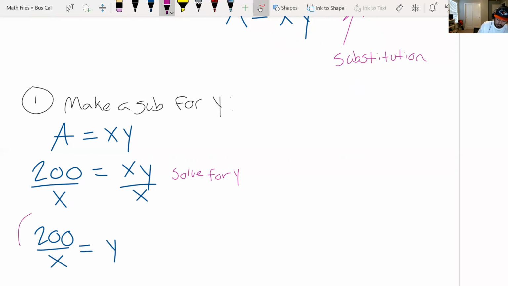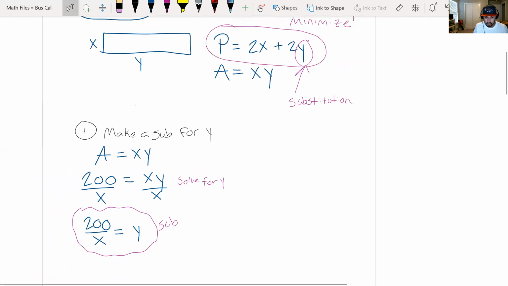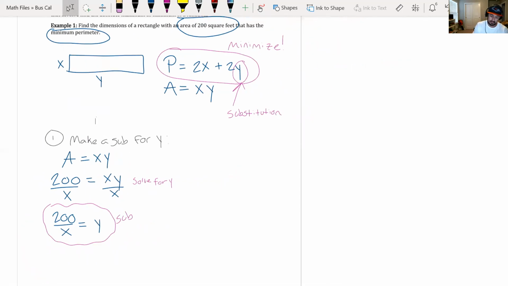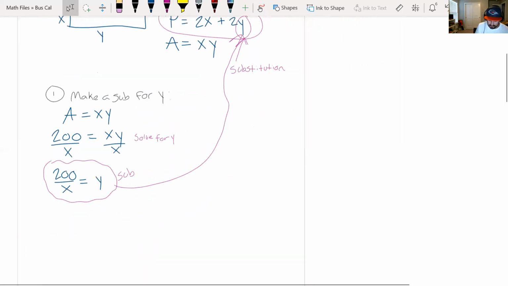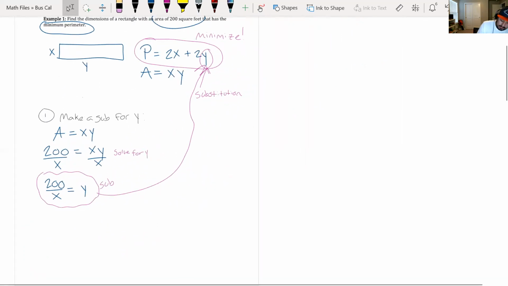This is our substitution. All of this substitution is going in for this y value right there. That's what we're doing. I'm actually writing big for once. So, step 2: plug in y.